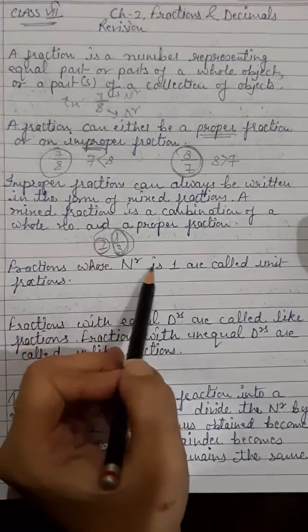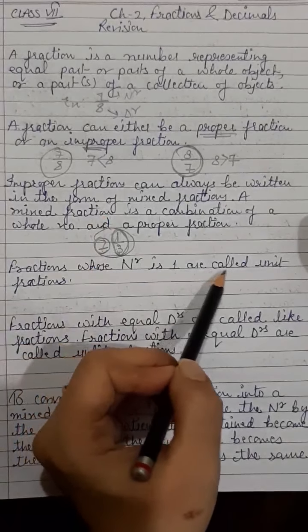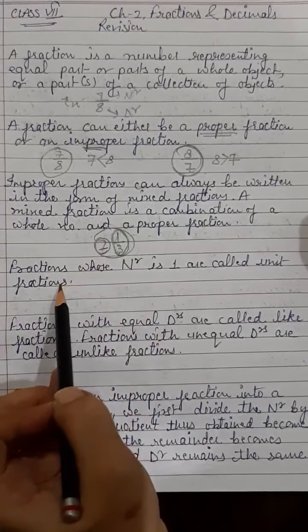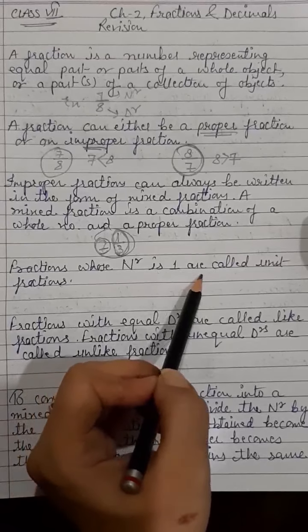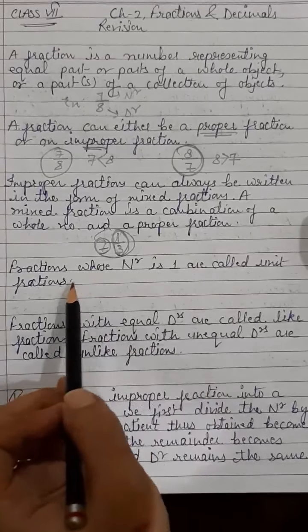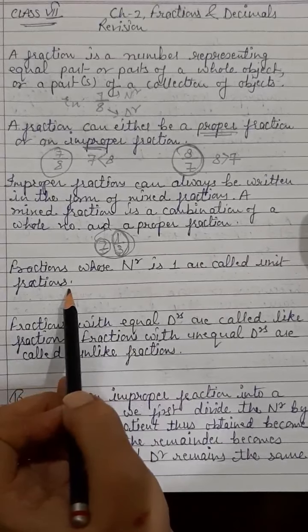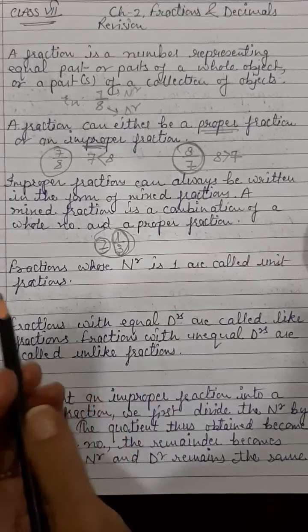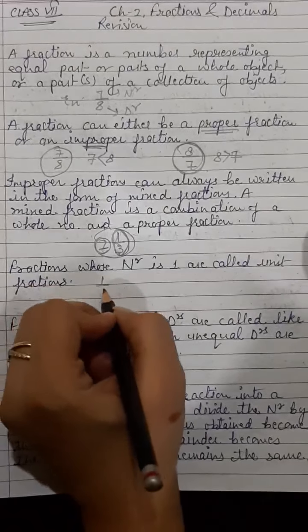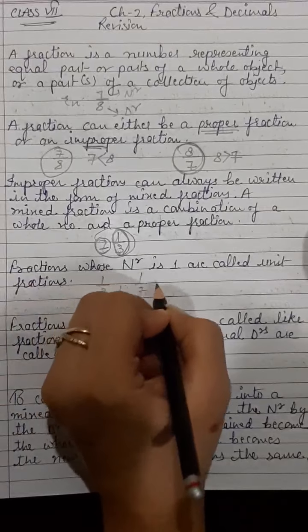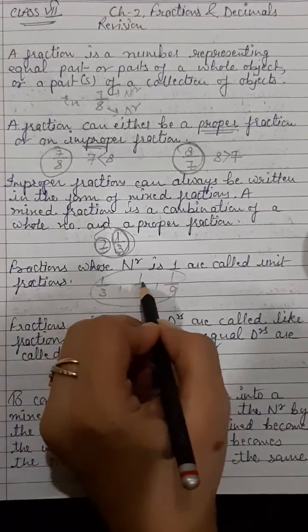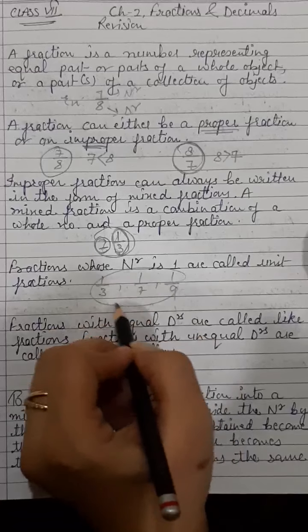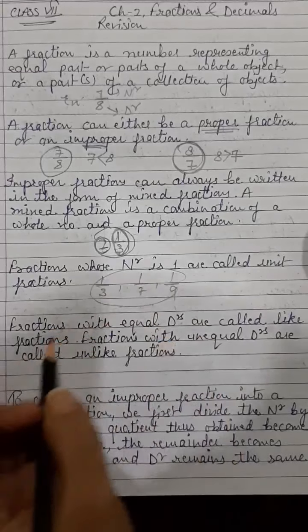Fractions whose numerator is 1 are called unit fractions. Those fractions whose numerator is 1 are called unit fractions. Right? Like 1 upon 3, 1 upon 7, 1 upon 9. Here you can see every time numerators are coming 1. So these are called unit fractions.